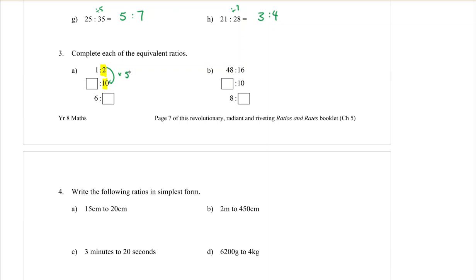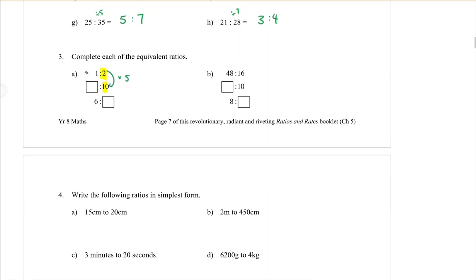Once you've worked that out, that means you want to do that same thing on the other side of the ratio. You want to times that by 5 as well. So you go 1 times 5 makes 5. So the ratio 1 to 2 is the same as the ratio 5 to 10. That kind of makes sense. Let's find this bottom one. There's a third one here.